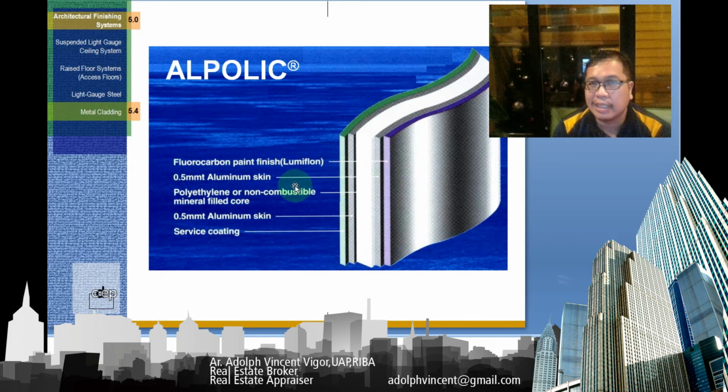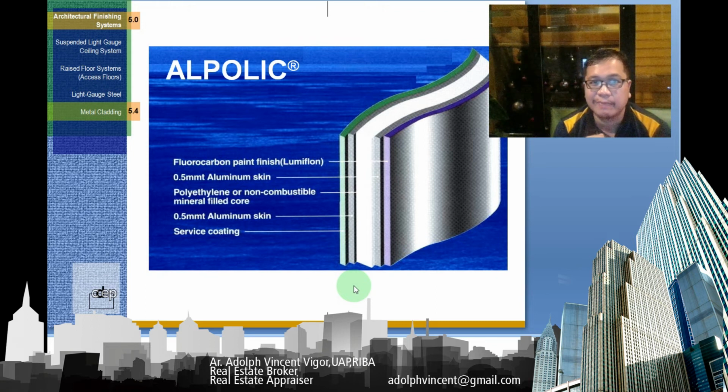So these are the details. So this may be the paint finish. You have a fluorocarbon. It's a 0.5 millimeter aluminum skin. This is the polyethylene. It's a 0.5 millimeter aluminum skin again here. This is the service coating.